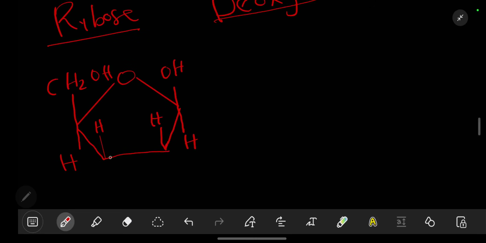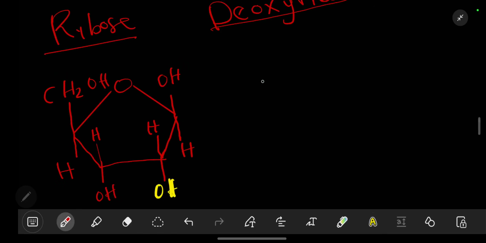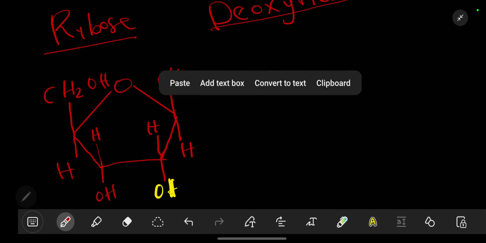Then the only difference, ribose, you should have this. So both of them here have got an OH. Then the only difference is here. If you have OH here, it simply means you are looking at a ribose, which is the sugar found in RNA. On the other hand, if you have this structure, so same thing that we were doing.